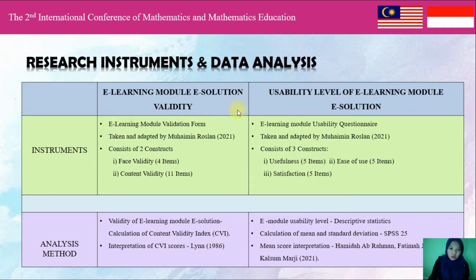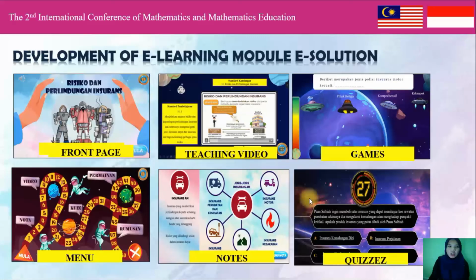To analyze the e-learning module validation form, we calculate the Content Validity Index (CVI). From the CVI values, we interpret the CVI score using Lynn 1986. For the usability questionnaire, we calculate descriptive statistics, the mean and standard deviation, using SPSS. We interpret the mean score using Hamidah Abdul Rahman, Fatimah Jaafar and Lily Kalsom Marji 2021. So this is our e-learning module e-Solution built with Microsoft PowerPoint, which consists of a front page, menu, teaching videos, notes, games and quizzes.